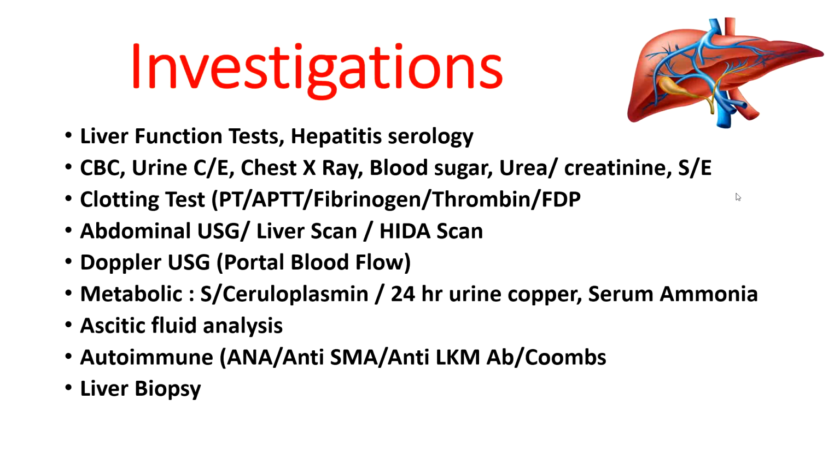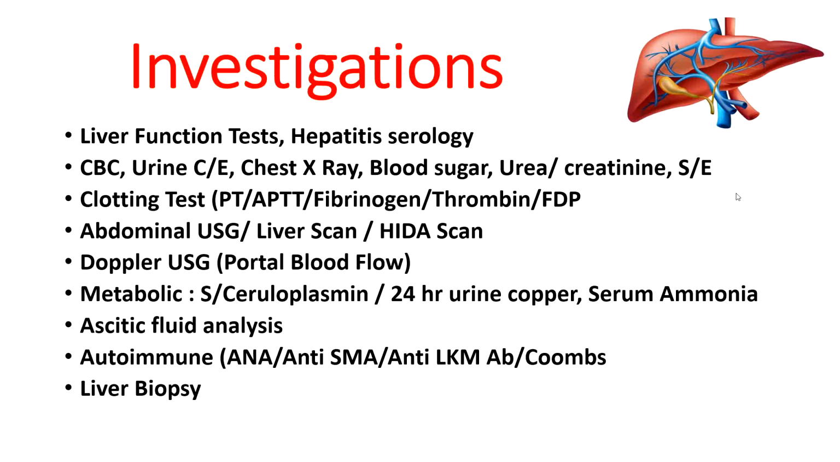Urine examination is important. Chest X-ray is very important. Blood sugar is very important. Renal function is very important, like urea, creatinine, sodium and potassium, because they will be disturbed in chronic liver disease. Important tests related to clotting are prothrombin time, APTT, fibrinogen, thrombin, and FDP. All of them can be deranged in a patient with liver failure.